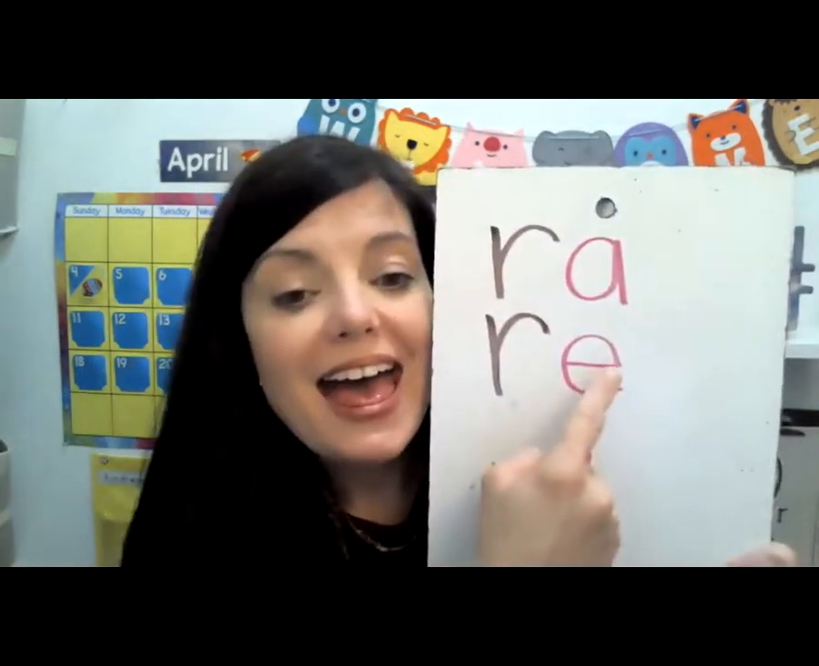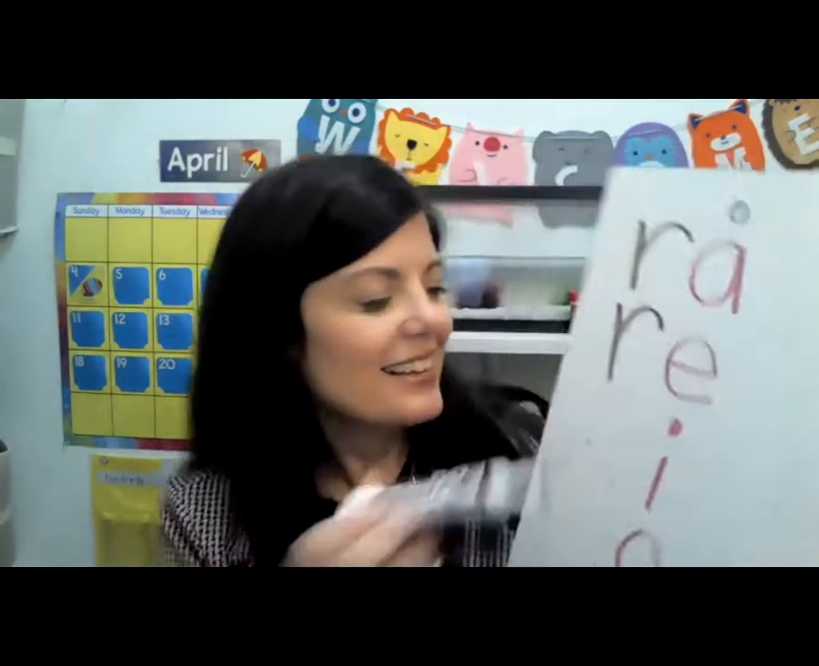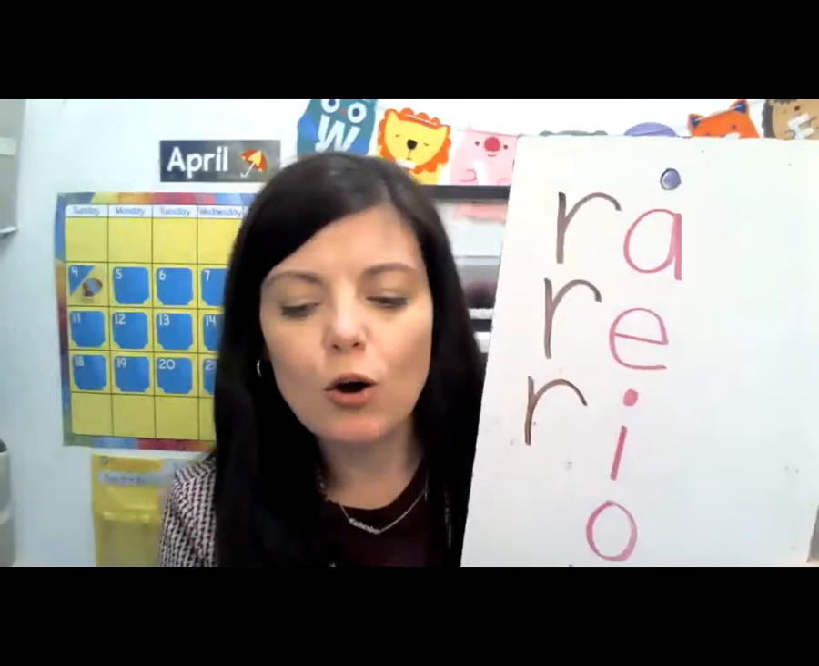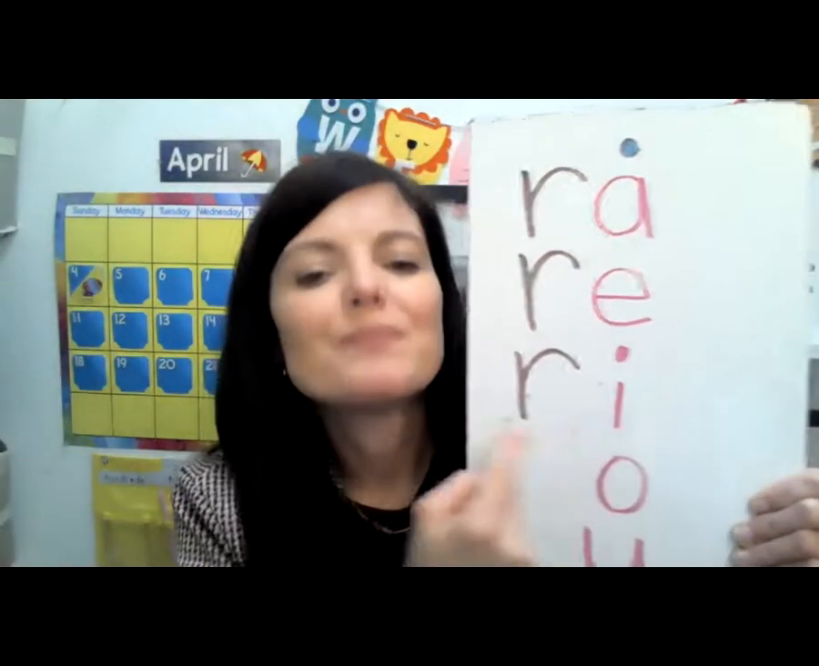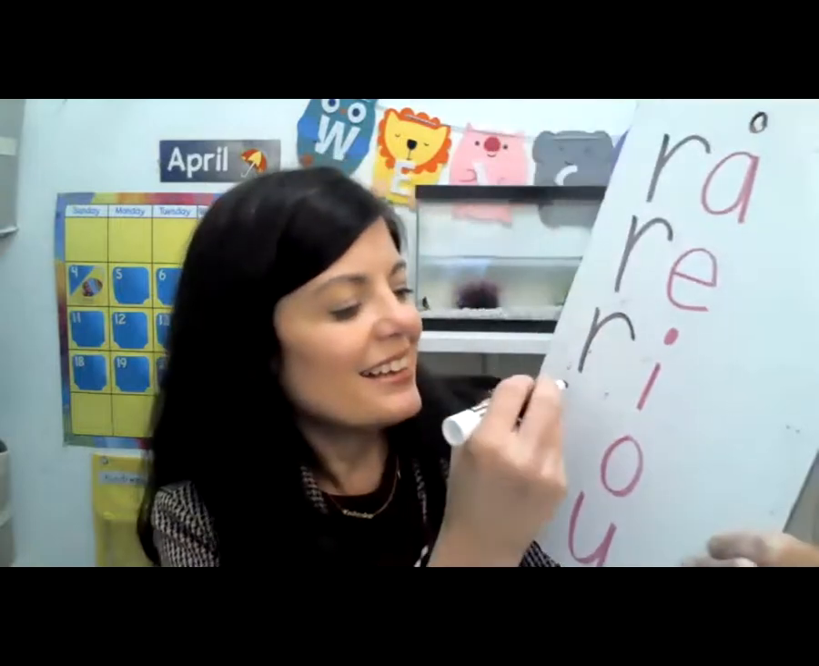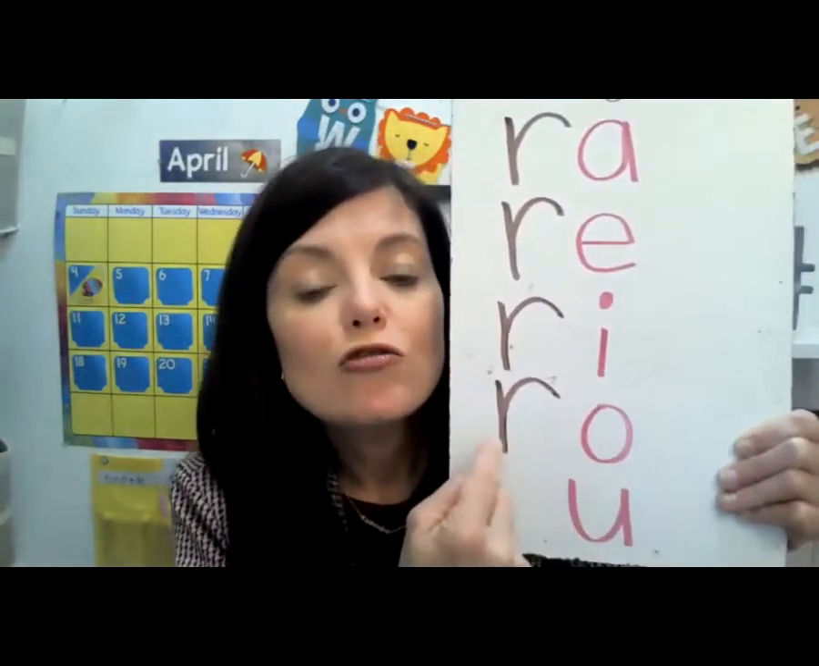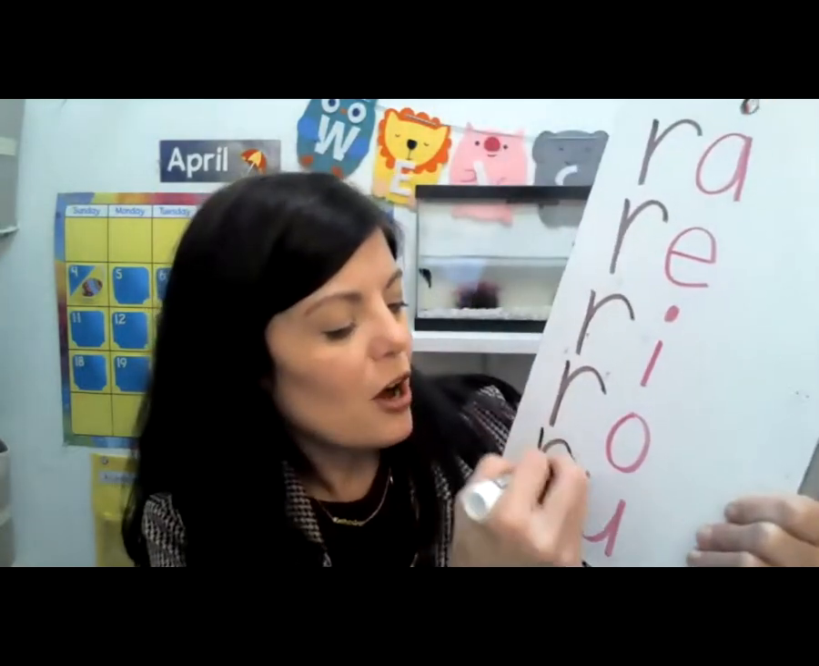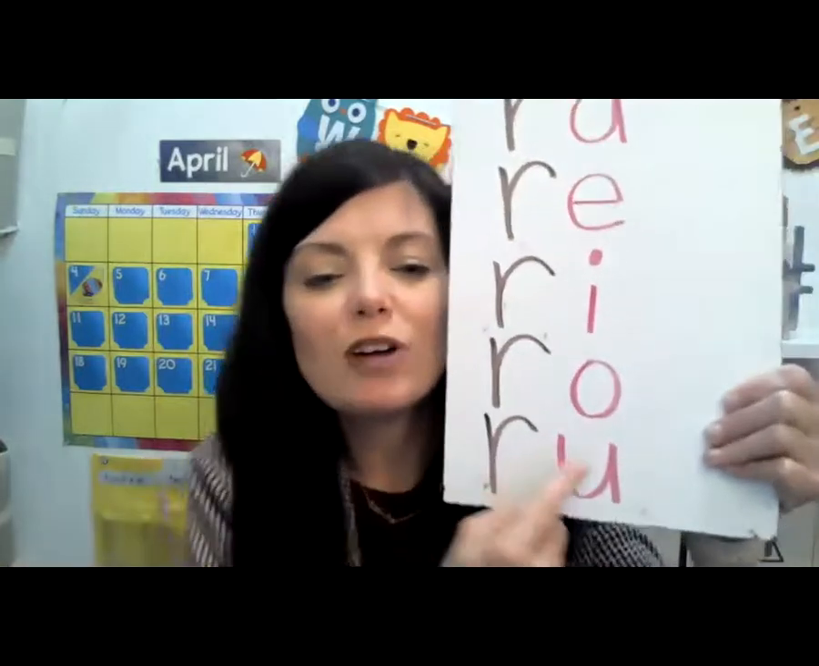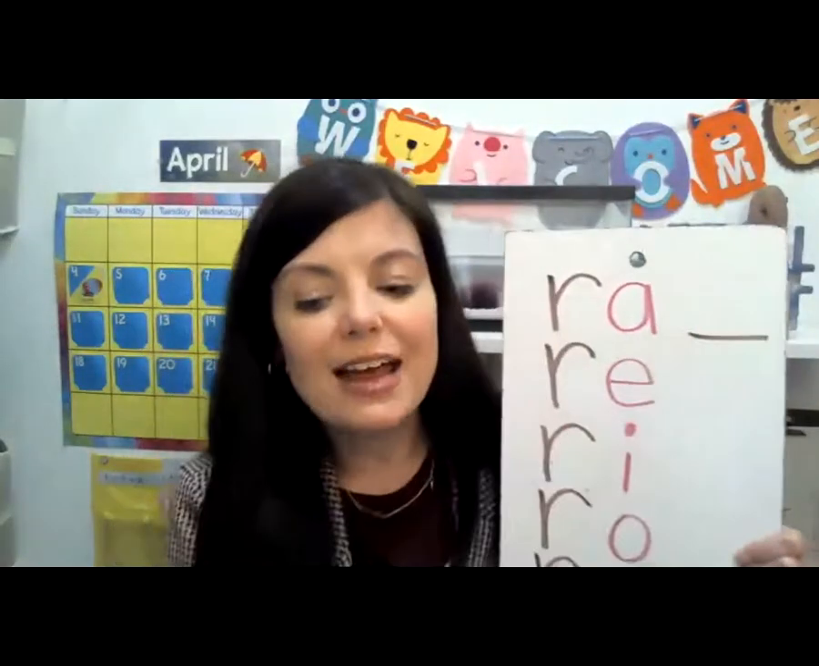R, eh, re, re. Let's put R with I. Here we go. R, I, re, re. Let's put R with O. R, ra, ra. Let's put R with U. R, ra, ra.